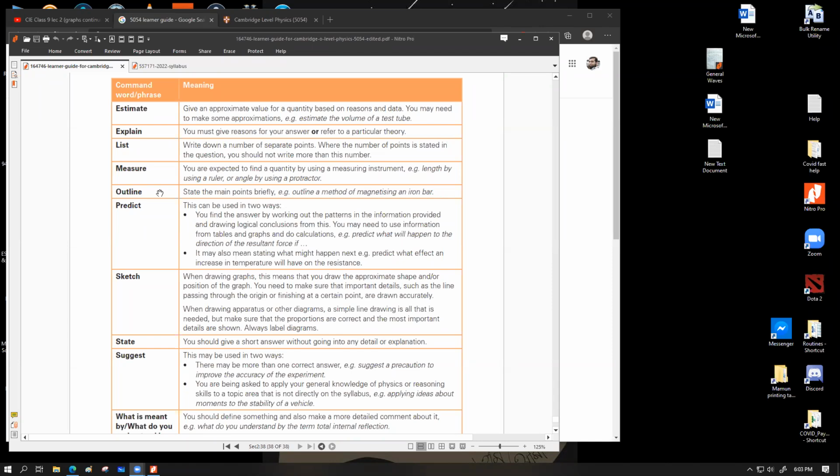What does estimate mean? Okay, I'll tell you. Estimate is basically a description: give an approximate value for a quantity based on reasons and data. You may need to make some approximations. Example: estimate the volume of a test tube.